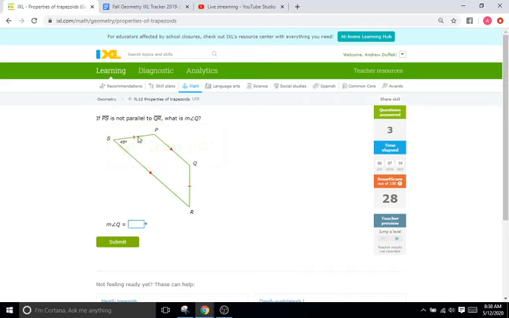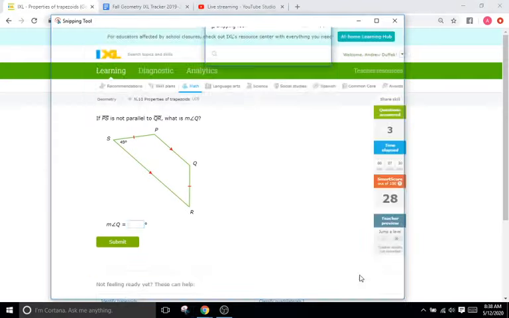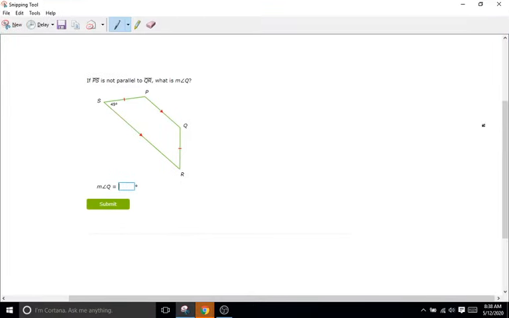Okay, if PS is not parallel with QR, what is the measure of angle Q? Well, we know these are parallel. We know these two lengths are the same because of the tick marks. And so therefore we know that 49 is also going to be the angle degree value over there. So I will bring that up. Okay, so we know this angle right here is 49. Therefore, we know this angle down here is going to be 49.